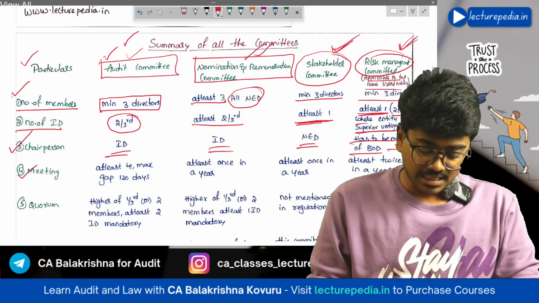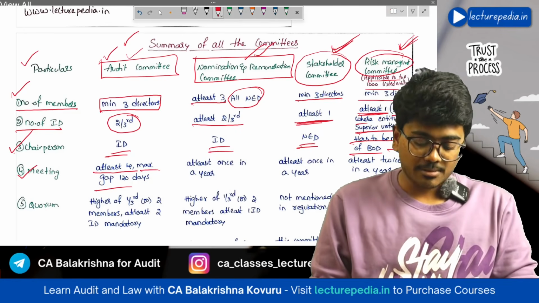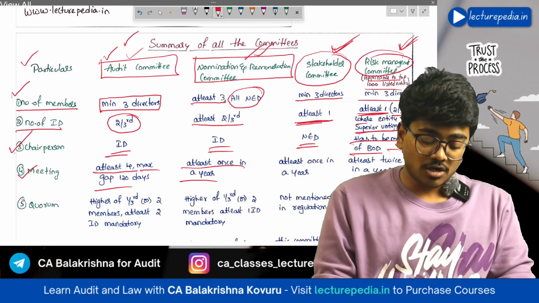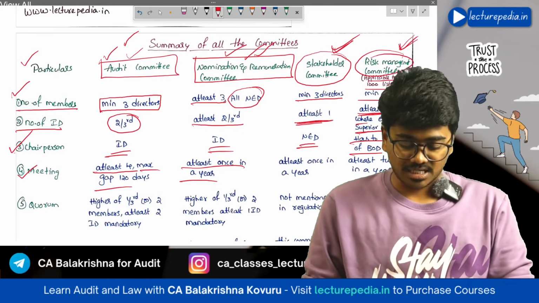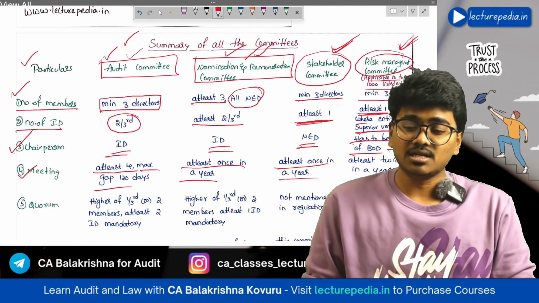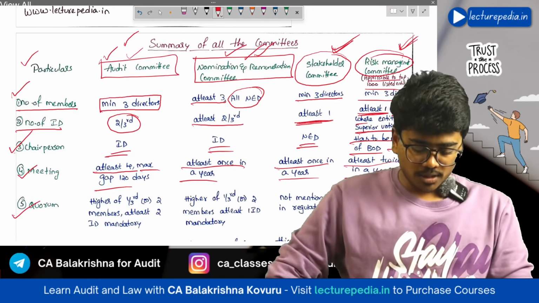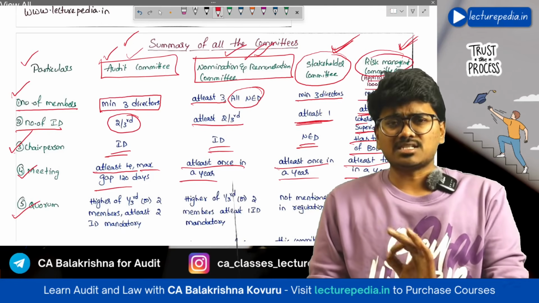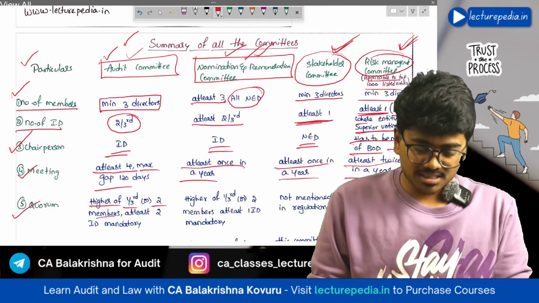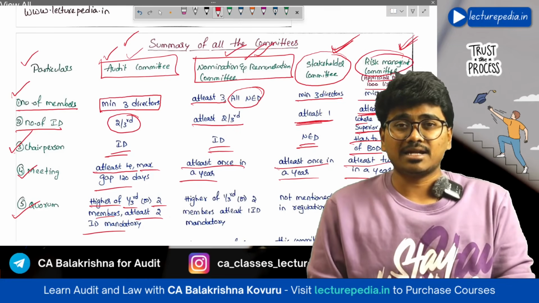Next, meetings. At least 4 meetings of audit committee must be conducted and the maximum gap is 120 days. And at least once in a year a meeting of nomination remuneration committee has to be conducted, and even the stakeholder relationship committee meeting at least once in a year, and risk management committee meeting at least twice in a year. Next, quorum. In order to start a meeting of audit committee, higher of 1/3 or 2 members must be present, and of that at least 2 independent directors must mandatorily attend.